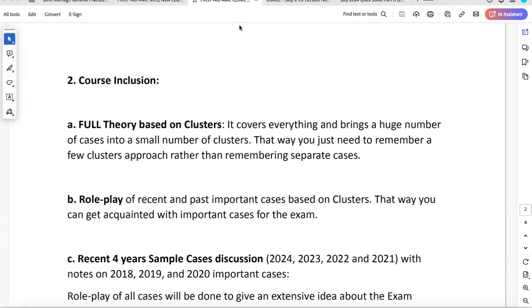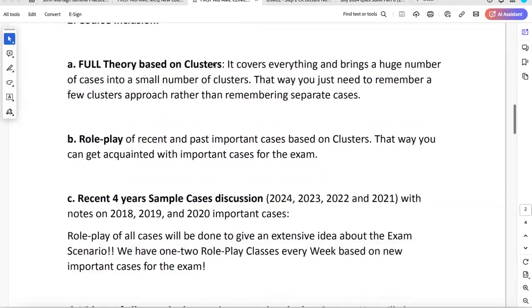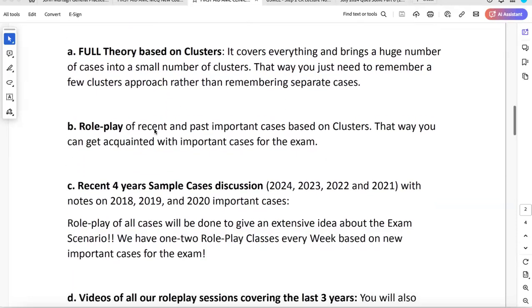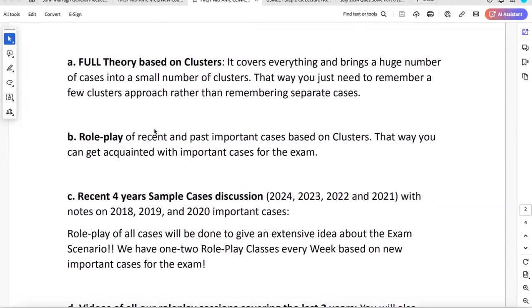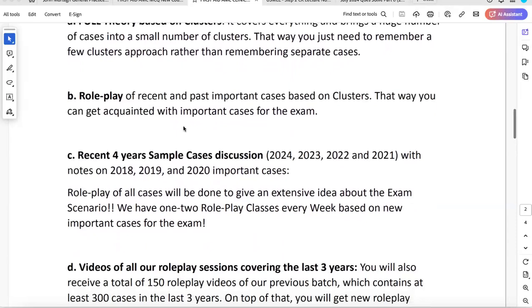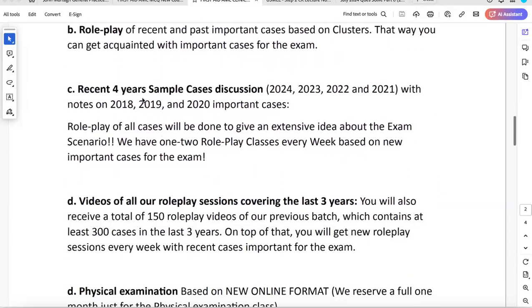So we make sure you get it right, you know how to take a proper history, how to do physical examination, how to come to a diagnosis, making sure your approach is right for this exam. So we take care of everything. Okay? So the theory will be based on clusters. You will get cluster-based theory from the next class, which is your cardiology session. We do role play of the important cases. You also get recent 4-year sample cases discussion.